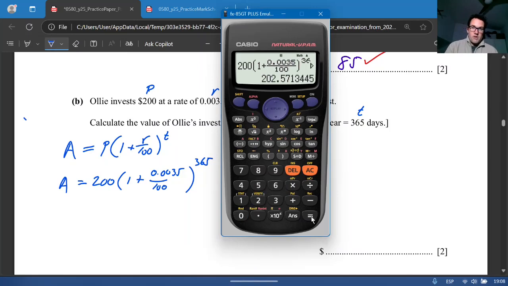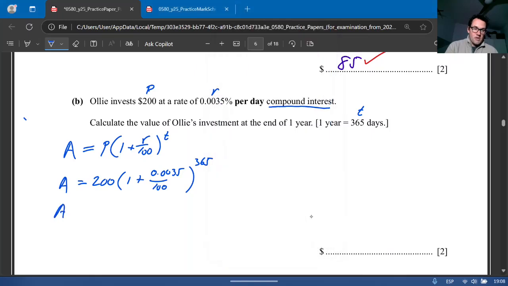And there we go, 202.57. Money, 2 decimal places is good, I think. Does this make sense? The value of his investment. So there's not all the money. I mean, there's not just the interest. It's all the money. So he only gets $2.57 over a year. Okay, maybe it's not that great a bank. Who knows? Let's see what the mark scheme says.